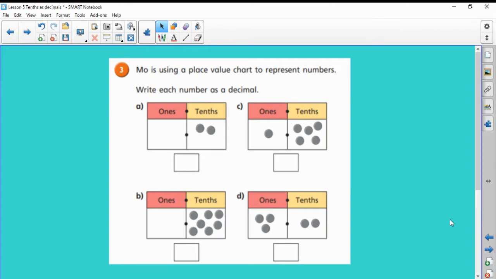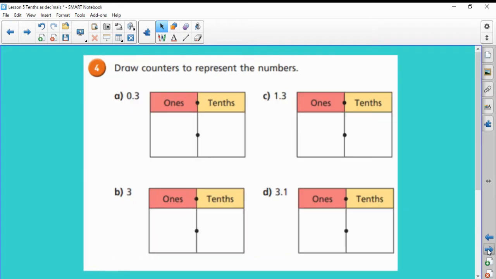And the last one to have a go is number 3. Mo is using a place value chart to represent his numbers. Can you write each number as a decimal in the box below? Don't forget to include your decimal point. Number 4. Now you have to draw the counters to represent the numbers. 0.3. Where will the counters go? In the ones column or the tenths column? Continue with B, C and D.